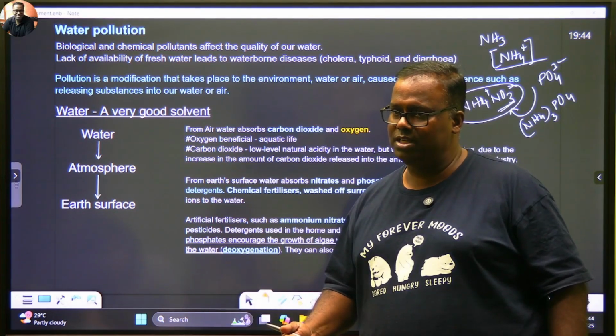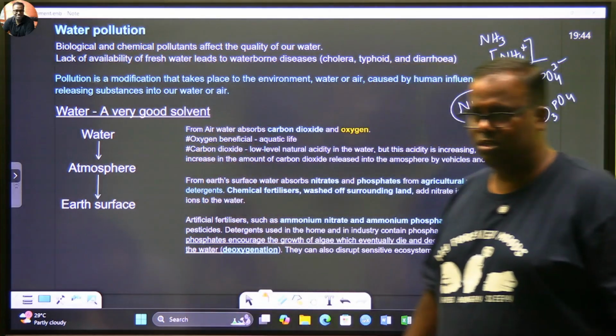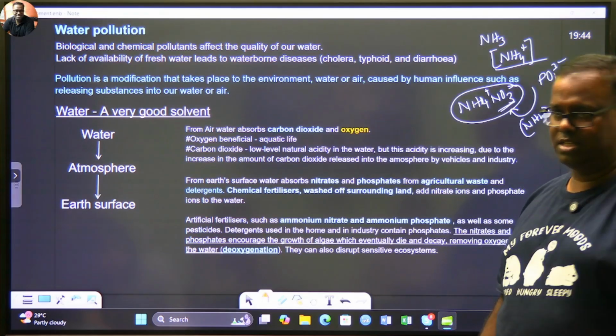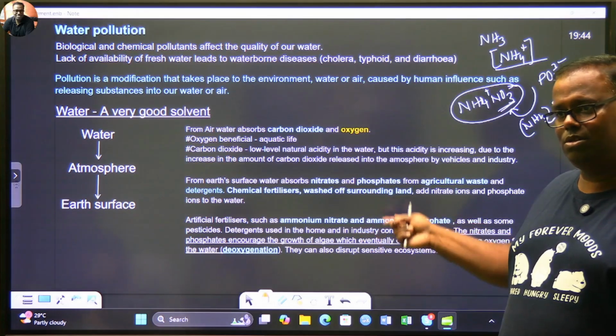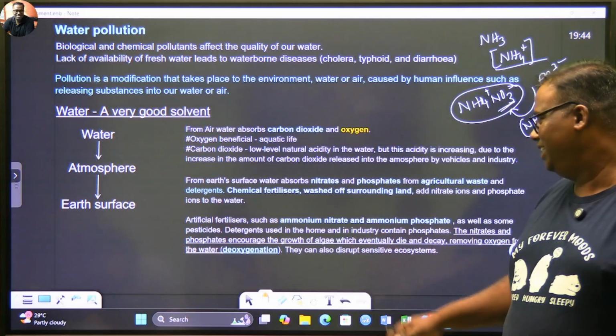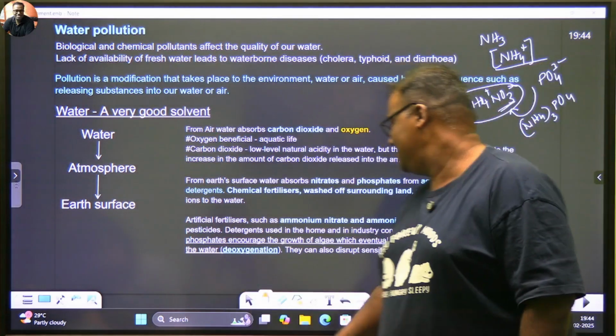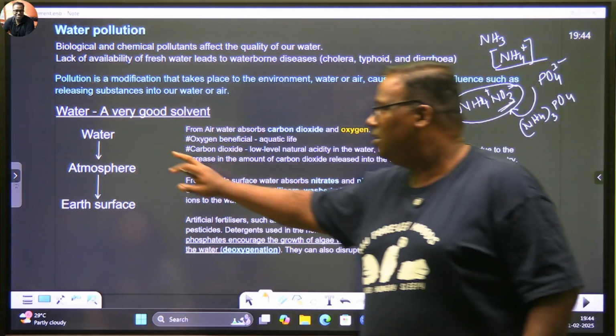You know what is a parasite, right? A parasite will always come on a host and eat the host. Lice is a parasite. So these algae are going to eat up the oxygen and they will themselves also die. Zinda raha tab bhi kharab hai, and after death also they are bad. And that is known as deoxygenation. So they can also disrupt the sensitive ecosystem. So these are two aspects.